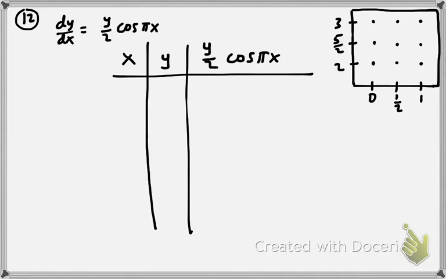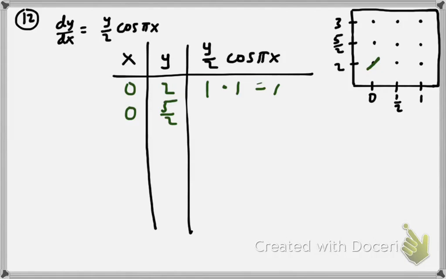So initially x is 0, y is 2. So when y is 2 I get 1. Cosine of 0 is also 1, so I get 1. So we draw a slope of 1, a little line segment with slope of 1 right there at (0, 2). Okay, let's try 0, 5 halves.